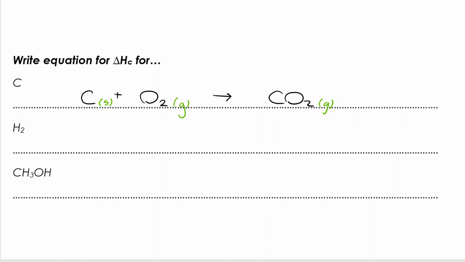On the next one, I am combusting hydrogen. So I react hydrogen with oxygen, remembering they're both diatomic, and I'm making water. Now you might be tempted to multiply these up and have 2H2 plus O2 goes to 2H2O, but that no longer satisfies the criteria for enthalpy of combustion. Instead, we need half O2.